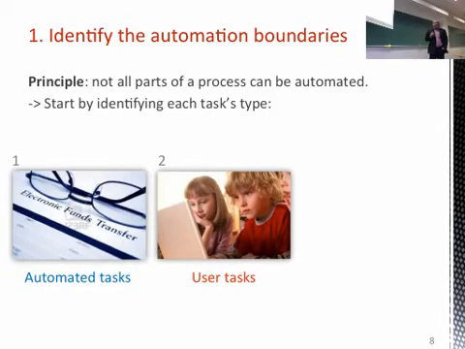Then there are some things in the middle, which we call user tasks. These are tasks that you can support with the system partly, but they still require human intervention. For example, in an insurance claim handling process, you have a task for assessing an insurance claim, and you need a claims handler to look at the case and make a decision.